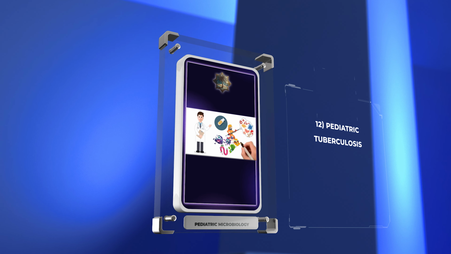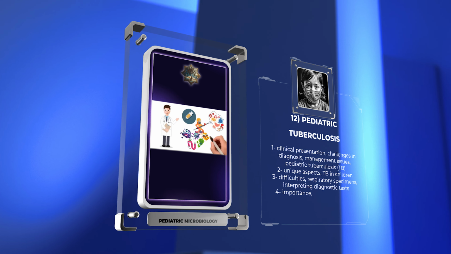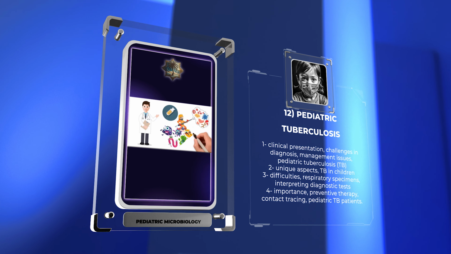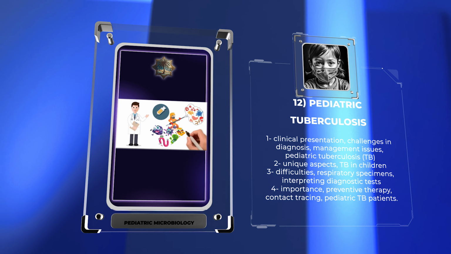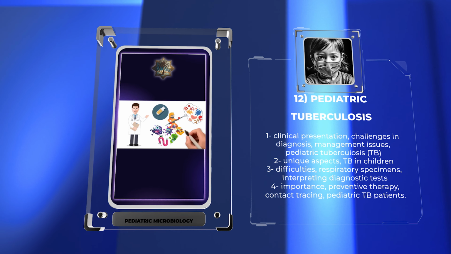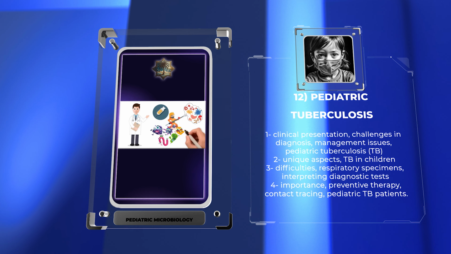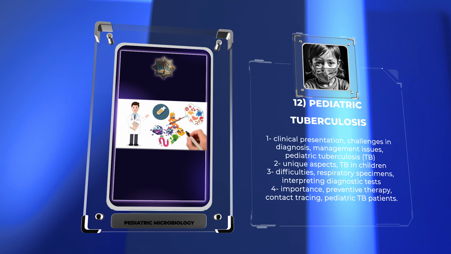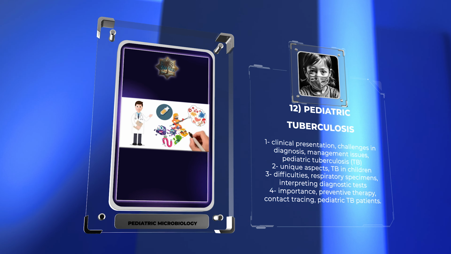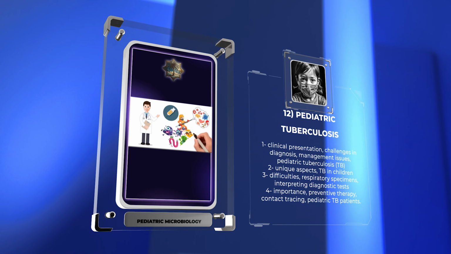In this video, we will explore the clinical presentation, challenges in diagnosis, and management issues of pediatric tuberculosis, TB. We will cover the unique aspects of TB in children, including the difficulties in obtaining respiratory specimens and interpreting diagnostic tests. We will also discuss the importance of preventive therapy and contact tracing for pediatric TB patients.